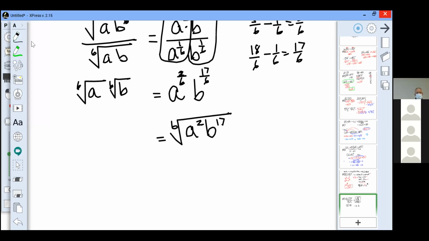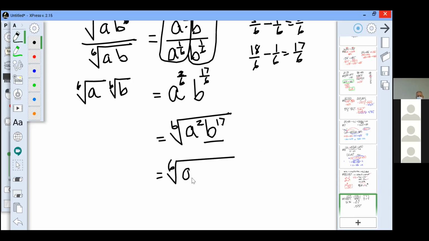We're playing bingo. All right, can we simplify that? Are there any groups of 6 in there? Yeah, there's 2 groups of 6 in there. So we can actually simplify this one by calling that 12 and 5, and then taking out those.